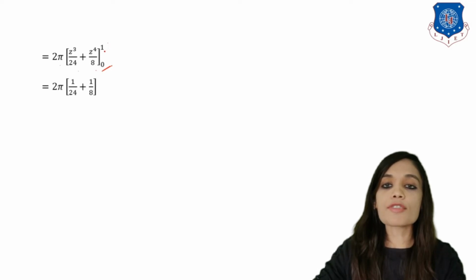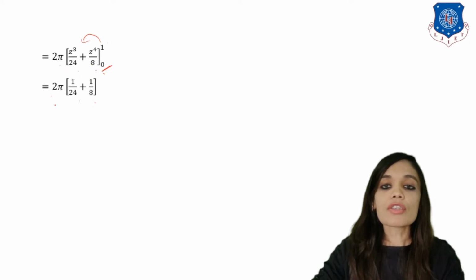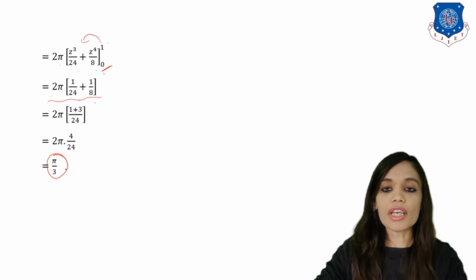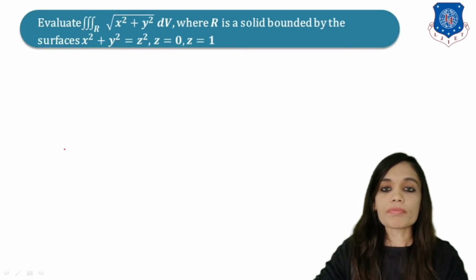Okay. So now let us put the limits. So what you will get? 2 pi times, if you put 1, you will get 1 upon 24 plus 1 upon 8. And if you put 0, the lower limit will become 0, right? So now on simplification, you will get the answer of the triple integral as what? Pi by 3. Okay. So now let us solve one more example.